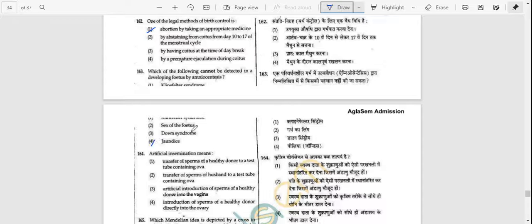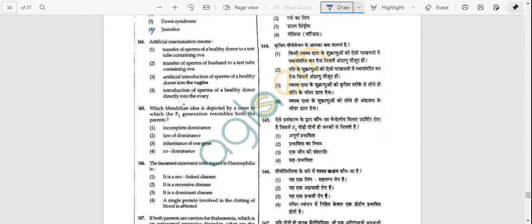Sorry. At question number 164, artificial insemination means transfer of sperms of a healthy donor to a test tube containing ova, transfer of sperms of a husband to a test tube containing ova, artificial introduction of sperm of a healthy donor into the vagina, introduction of sperm of a healthy donor into the ovary. Answer option number C, that is artificial introduction of sperm of a healthy donor into the vagina.